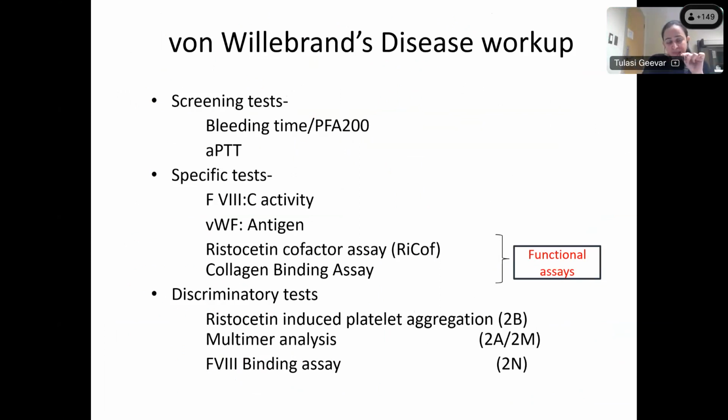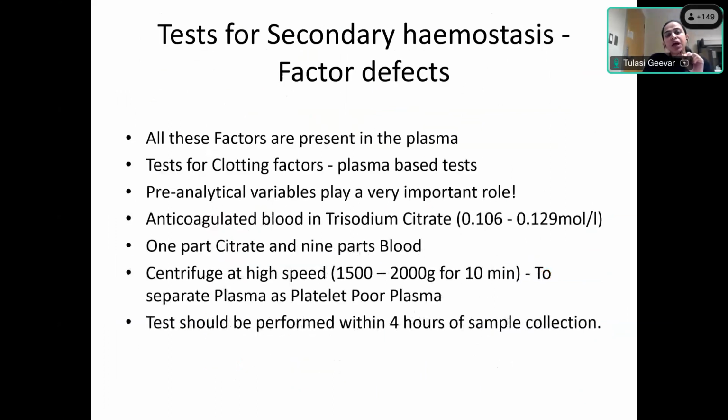So in type 2 von Willebrand disease, you see a discrepancy between your functional assay, which is much lower than your antigenic assays. So these are other assays which are available, but I will not be going through them in detail. Now, we talked about the primary hemostatic disorders. Now, let's go on to the secondary hemostatic disorders.